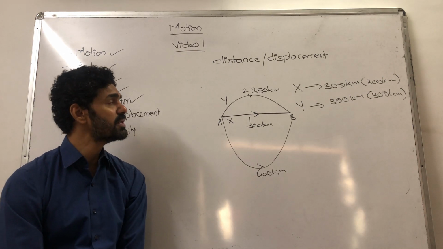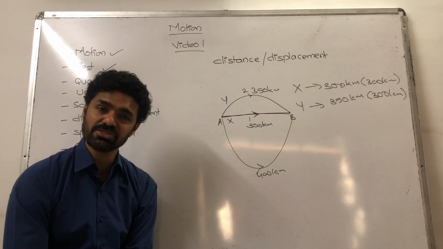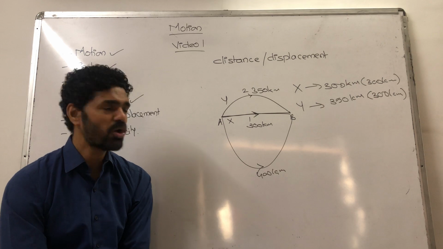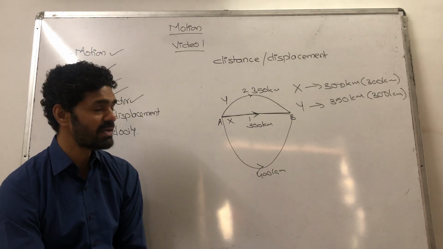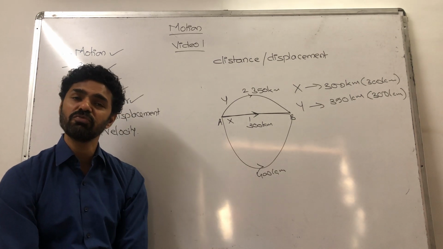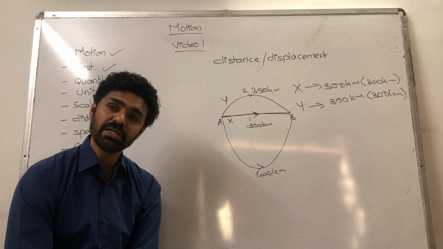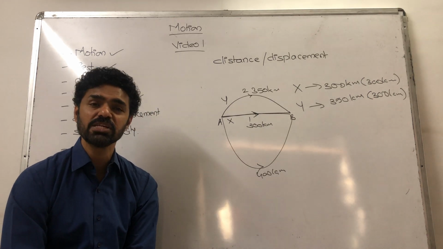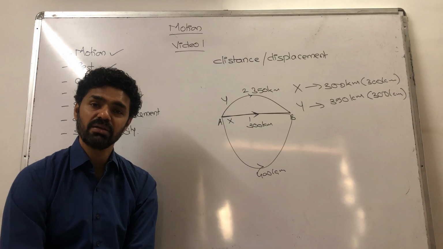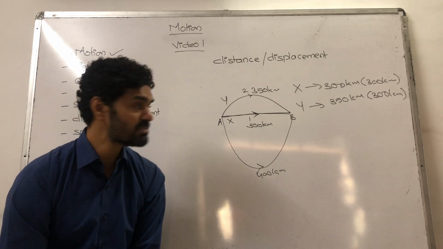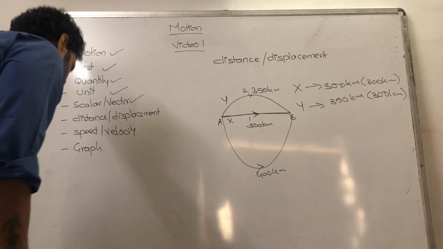Now the SI unit stands for International System. The unit that we follow world over for distance and displacement is meter. Kilometer, meter, centimeter, millimeter, all these are units of distance. But the standard unit for distance and displacement is meter.